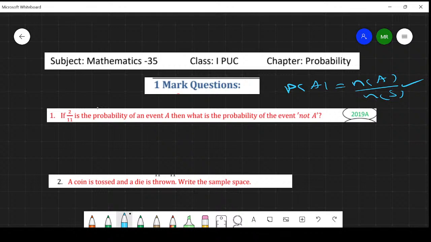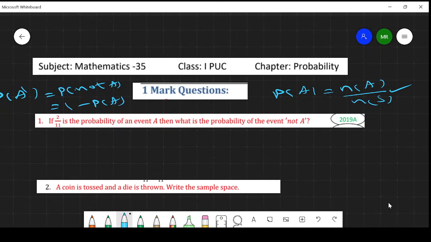Sometimes they are talking about P of A dash. P of A dash means P of not A. When they are talking about not A, it automatically means 1 minus P of A. Remember these points. A complement means not A. Whenever they are using the word not A, you can write 1 minus P of A. And also the probability value always lies between 0 and 1.